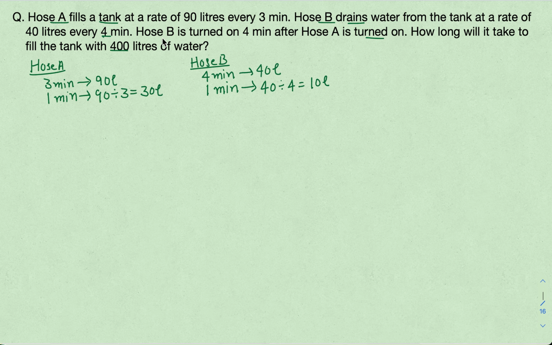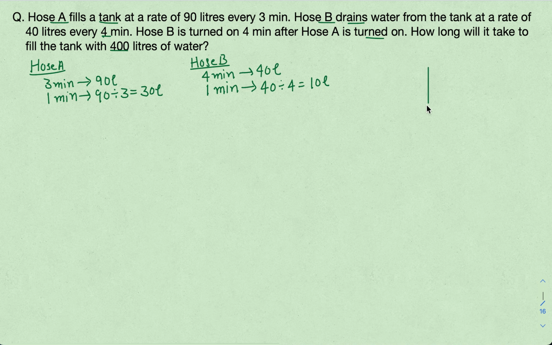Now, what else is given? See here, hose B is turned on 4 minutes after hose A is turned on. That means hose A is turned on before hose B. And how long was it on before hose B is turned on? 4 minutes. That means once hose A is turned on, it is on for 4 minutes, then only hose B also is turned on. So that means for 4 minutes, the water was accumulating in the tank.